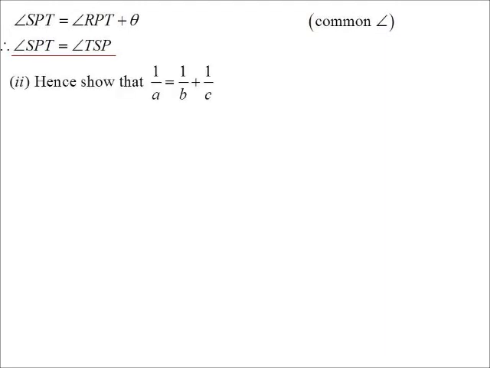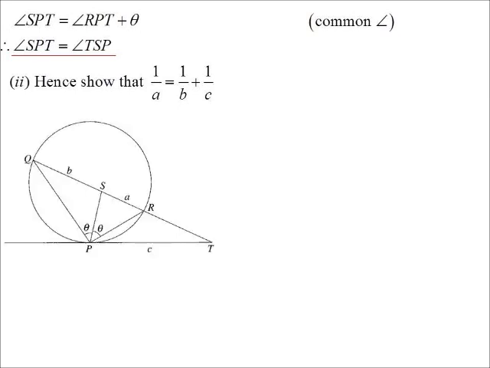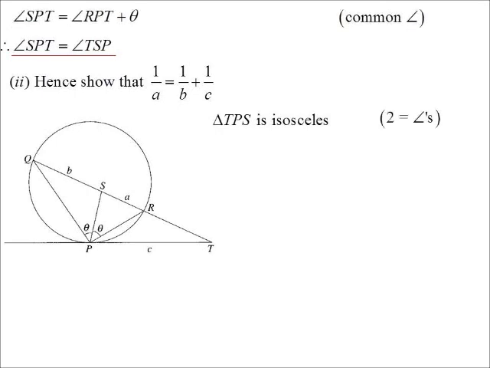Hence show that 1 on A is equal to 1 on B plus 1 on C. That's a little bit more interesting for a circle geometry question. There's the diagram again. It's going to help to have that to refer to. Okay. We now know triangle TPS is isosceles. Right. It's got two equal sides. So ST is equal to little c.